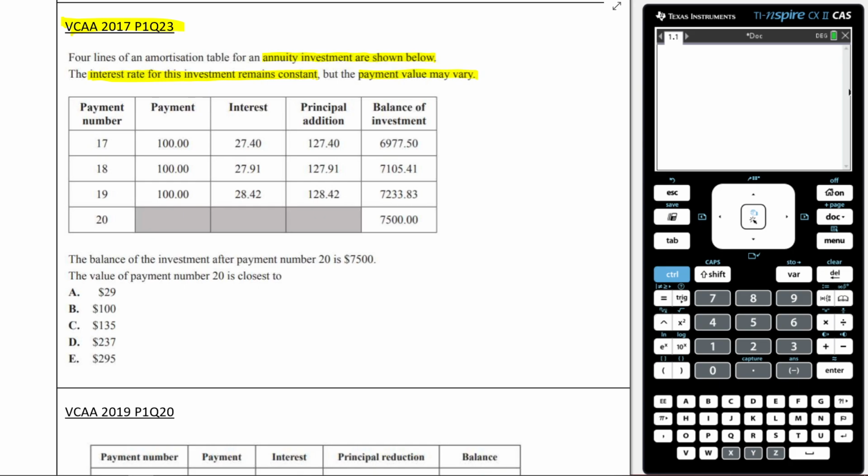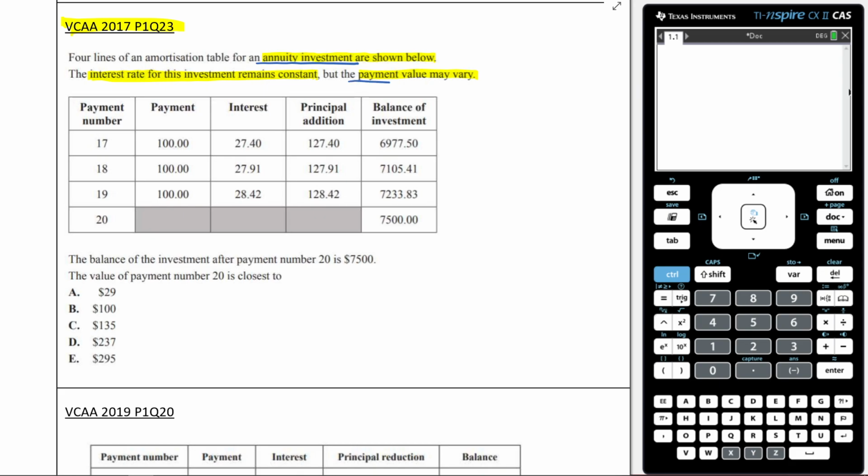All right, first off, before we even get to the main part of this question, there are so many different things about this question than what we've previously seen. First of all, this is an annuity investment. It's not a reducing balance loan. It's an investment. Do you notice how my balance of investment is increasing? That's because it's adding money each time. The money is increasing each time because you're making a payment and you're also generating interest.